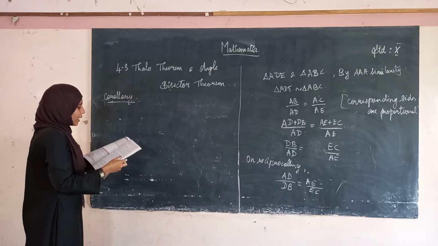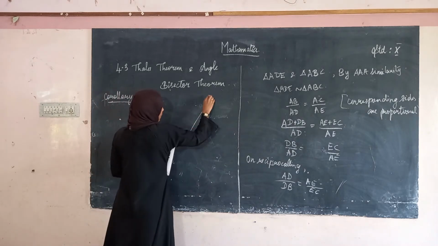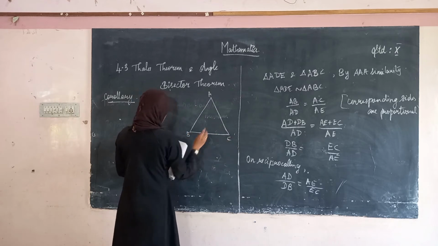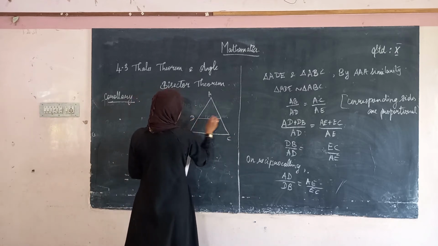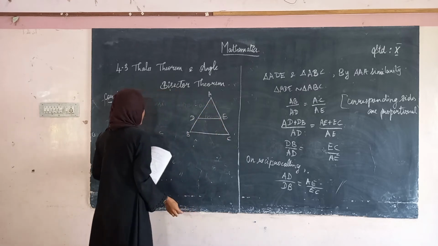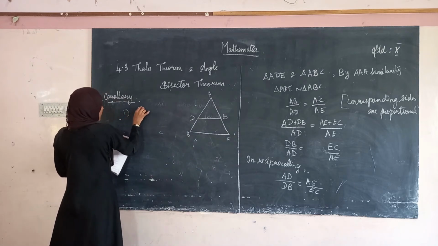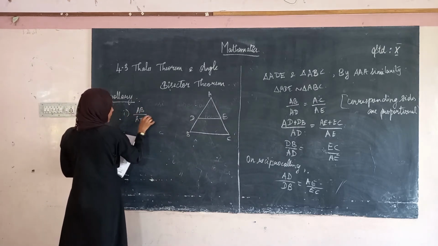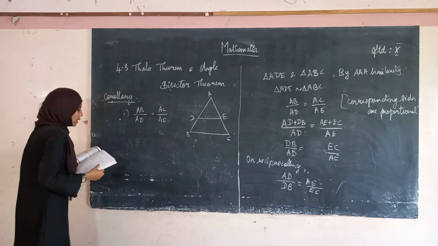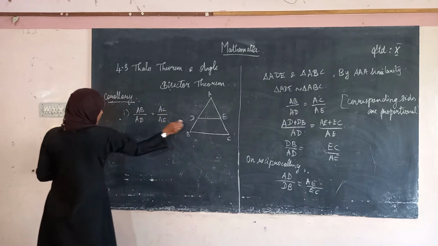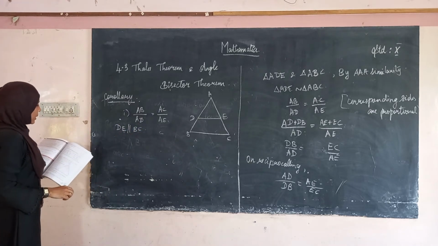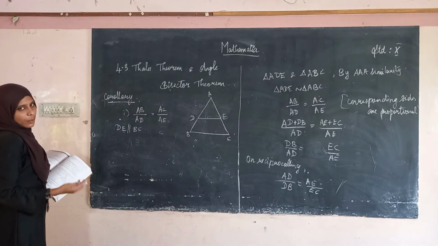Corollary. If in triangle ABC, DE is parallel to BC, intersecting AB at D and AC at E, then what you have to prove is, first one is AB divided by AD is equal to AC divided by AE. So, they have given that in the triangle DE is parallel to BC. Then by Thales theorem or basic proportionality theorem, you can use any of that.